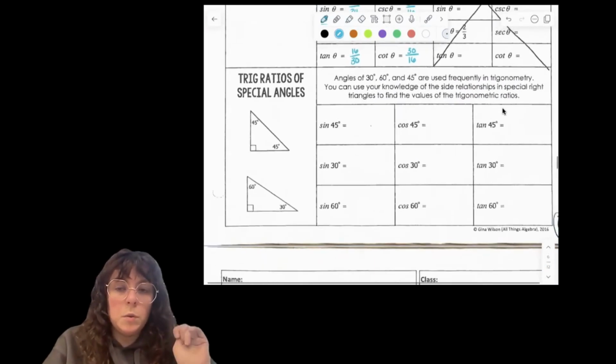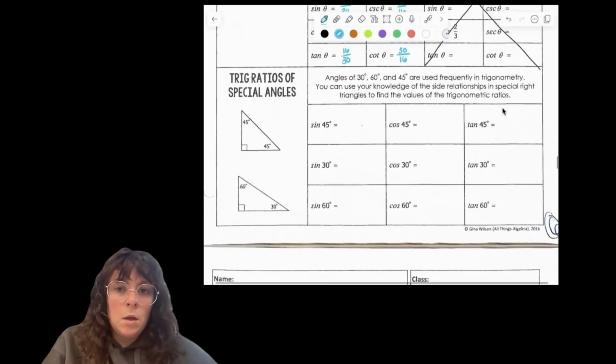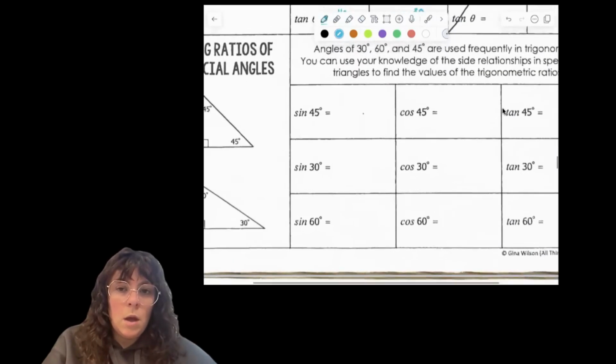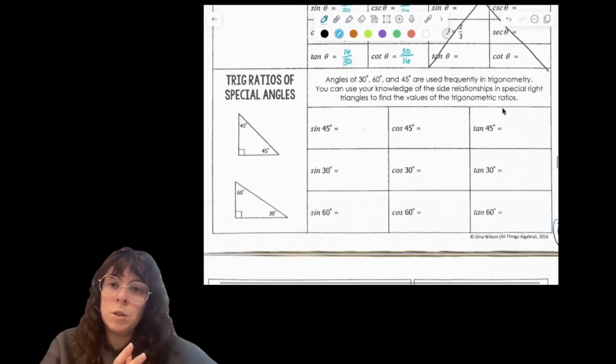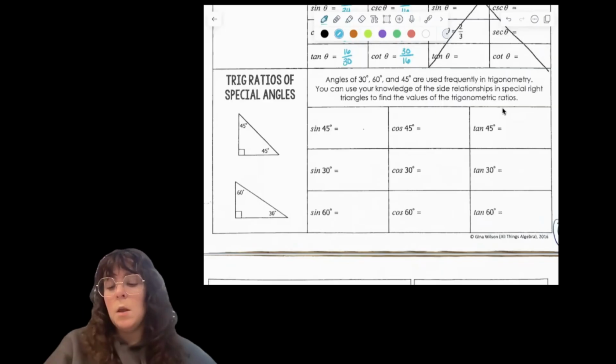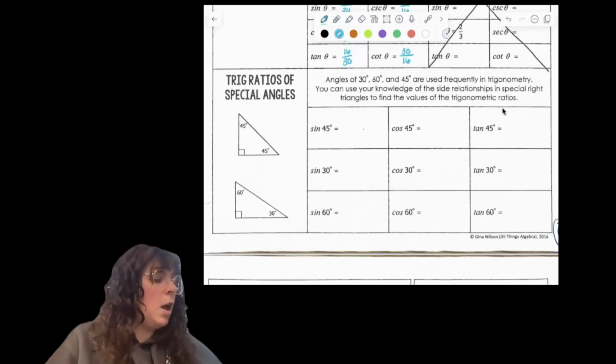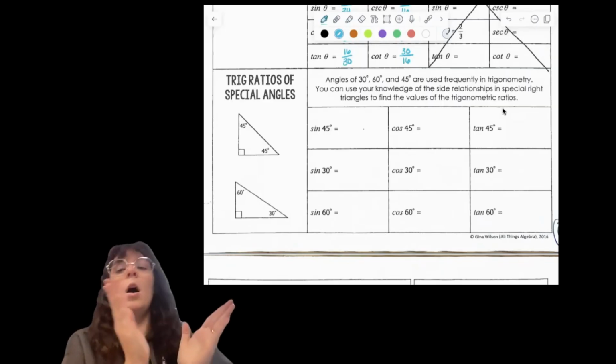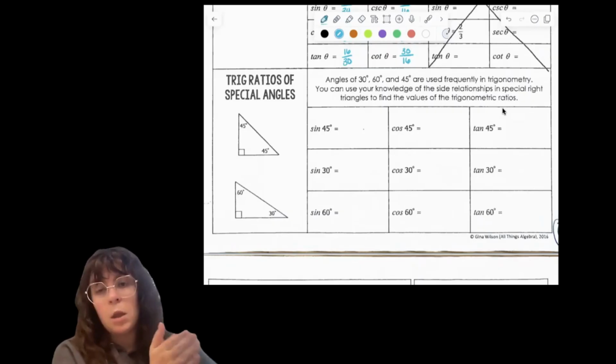I want to do this all with you, but I'm going to do that part with you in person. So we are going to stop there. You can go ahead and open your laptops, get onto Delta Math, and you have an assignment.